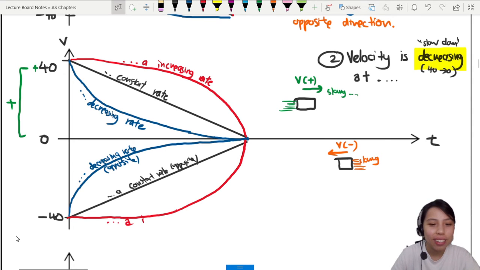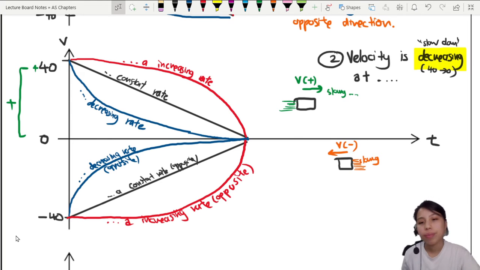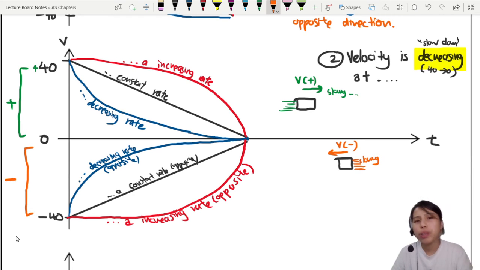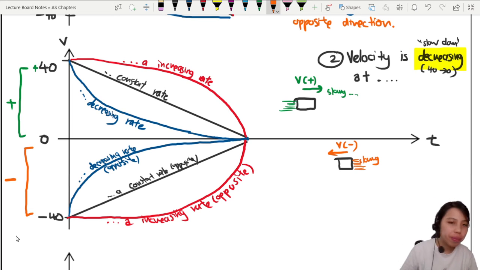So at an increasing rate in the opposite direction. All these are all opposite direction. Because why? We are now in the negative part of the graph. So it's opposite to wherever you were moving in the first place.